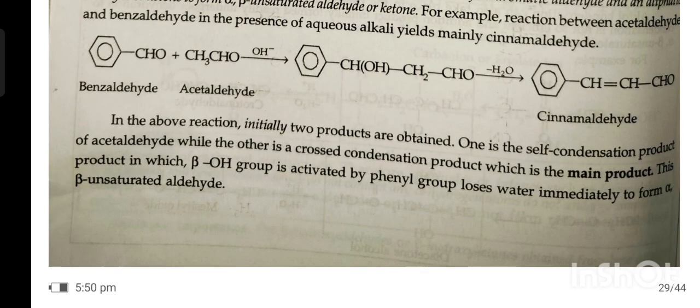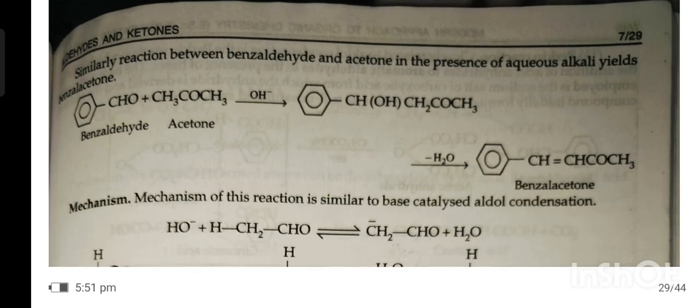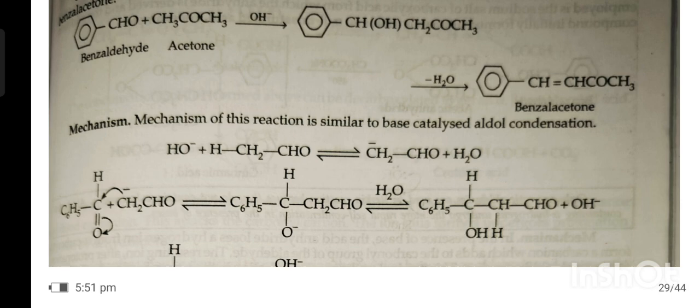In the above case, initially two products are obtained. One is the self-condensation product of acetaldehyde, while the other is the cross-condensation product, which is the main product. In this product the beta OH group is activated by the phenyl group and loses water immediately to form the alpha-beta unsaturated aldehyde. Similarly, the reaction between benzaldehyde and acetone in the presence of aqueous alkali yields benzalacetone. The mechanism of the reaction is similar to the base catalyzed aldol condensation.